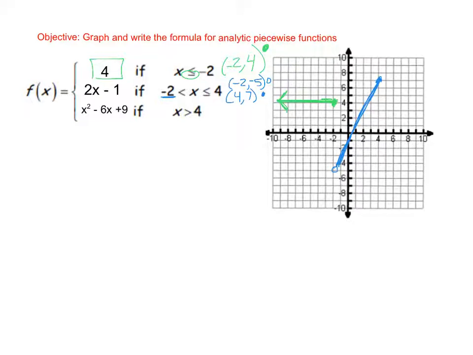All right, last one. Let's make this one red. So I'm going to plug in 4. Ugh. Now I have to plug into a parabola. So let's see. 16 minus 24 plus 9. That's -8 plus 9 is 1. And it is an open circle. So 4, 1, open circle. Now, here's the problem. That's a parabola. Is 4, 1 the vertex of the parabola?